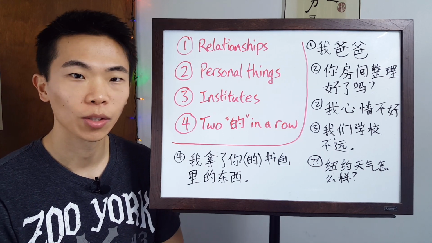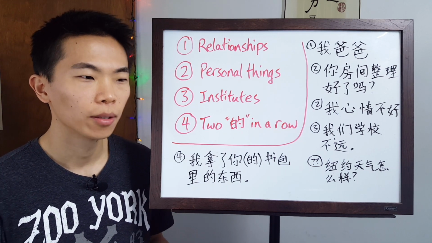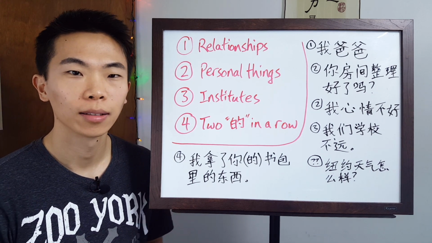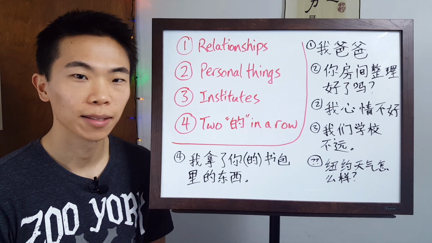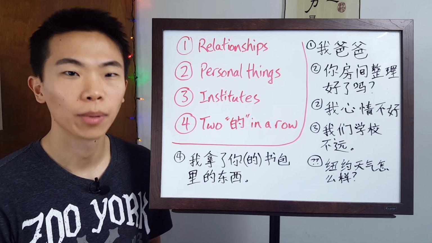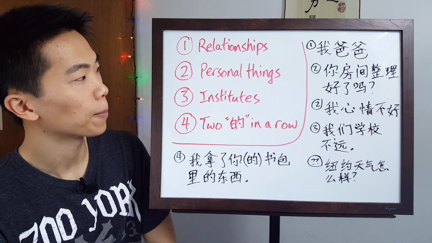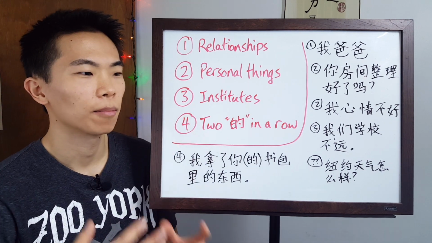Under rare circumstances, you might say 我的爸爸, 我的妈妈, but usually you just say 我爸爸, 我妈妈. My mom, my dad, 我哥哥, my older brother, 我姐姐, my older sister, things like that. Second thing is personal things.